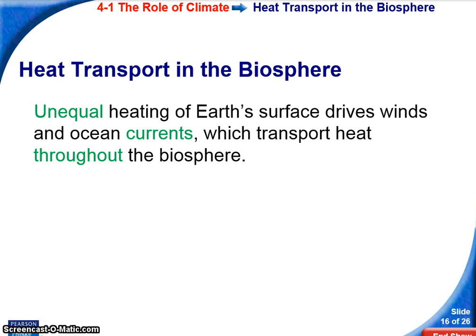So how does the heat move around the Earth? Why is it cold in some parts and warm in others, and how come the seasons change? What happens is you get this unequal heating of the Earth's surface, and that drives wind and ocean currents. And these transport heat throughout the biosphere.